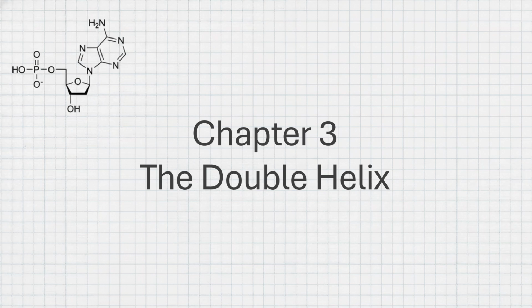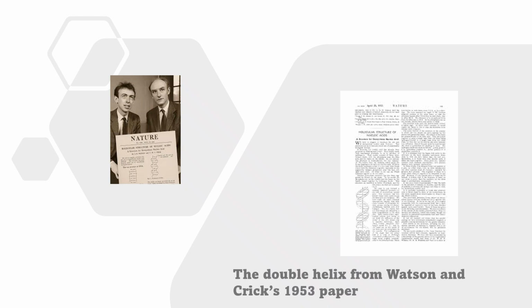This brings us to the big breakthrough moment in section 3, the double helix. And this is it, the solution. In 1953, 2 scientists, James Watson and Francis Crick, proposed this model. It was a double helix, and its structure was just so elegant because it explained everything. It fit Chargaff's rules perfectly, it matched Franklin's X-ray photo, and it made complete chemical sense.